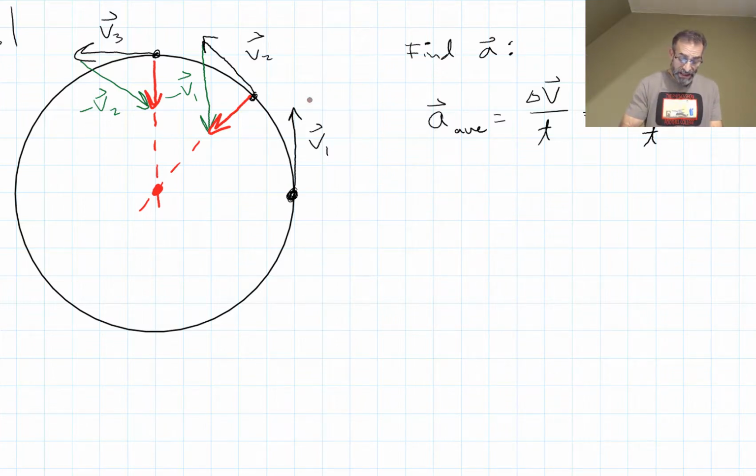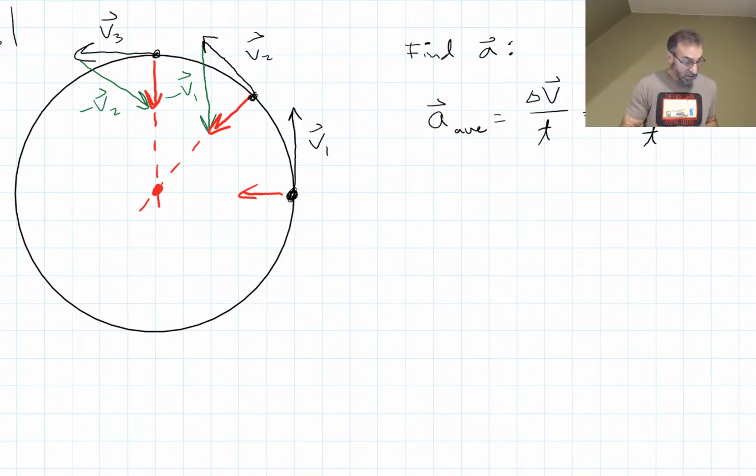There can't be any force that's tangent to the path, or it would change the speed. All the forces have to be towards the center of the circle to keep changing the velocity to get it to move in a circular path. So there's always a net force acting on it toward the center of the circle.